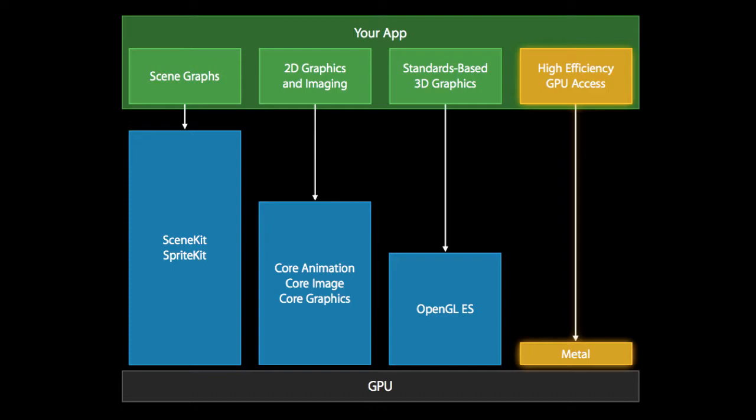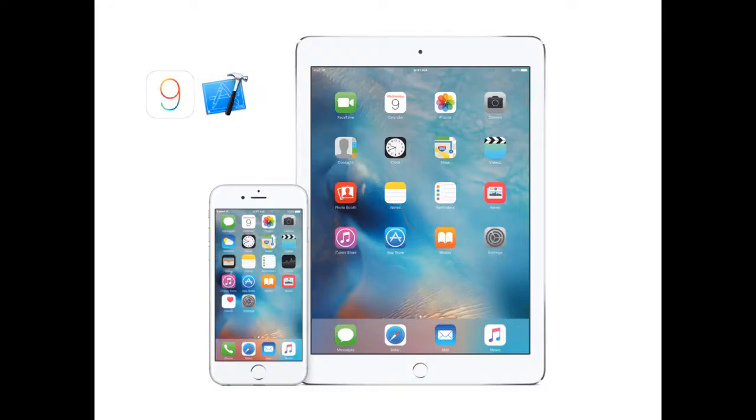Okay. And this is a standard. OpenGL is a standard for 3D graphics. These are other Apple frameworks, Core Animation, Core Graphics, and so on. Can everyone hear me okay in the back? Yeah. Great.